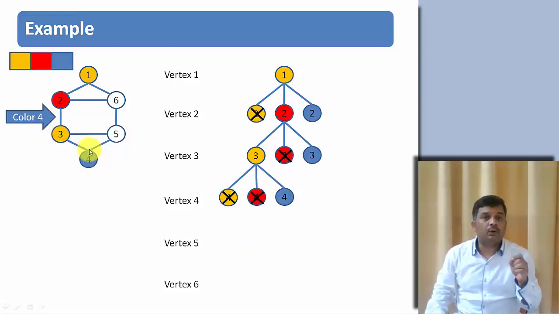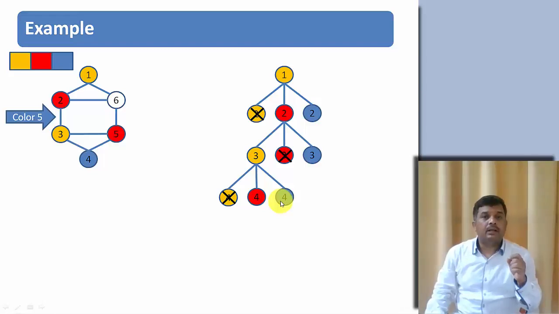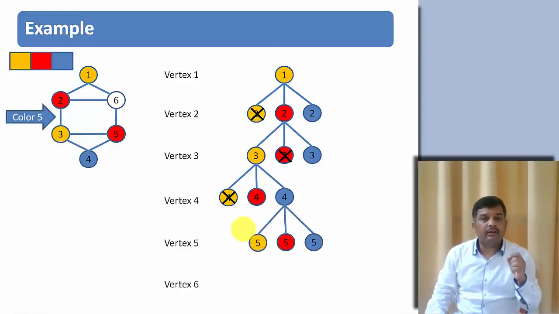So for vertex 4, I am choosing blue and I am marking it as discarded or dead. So vertex 4 is given as blue. Now what about vertex 5? Now vertex 5 I can give again the same yellow, red or blue. So yellow, red or blue are marked.